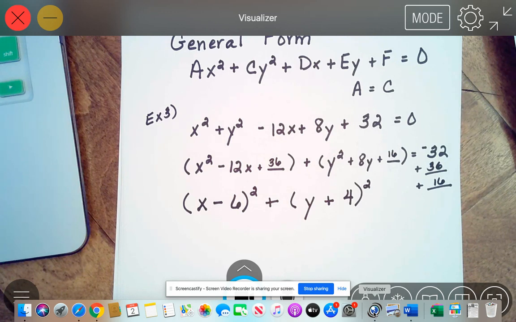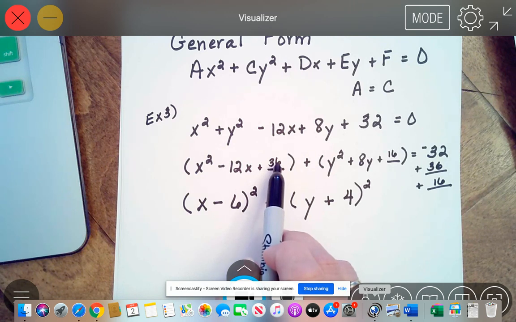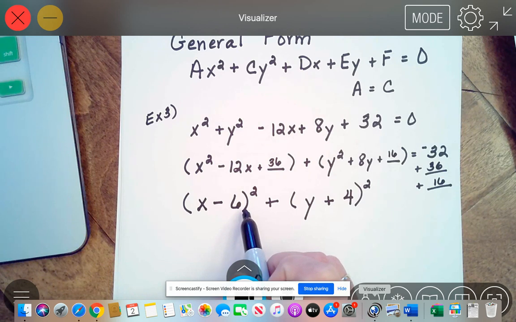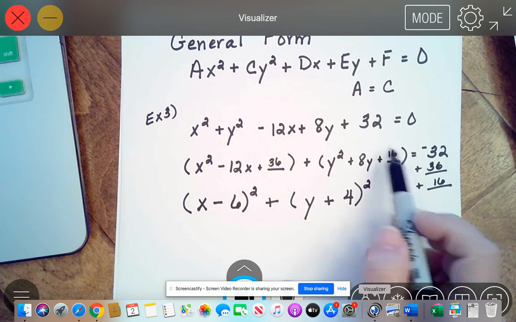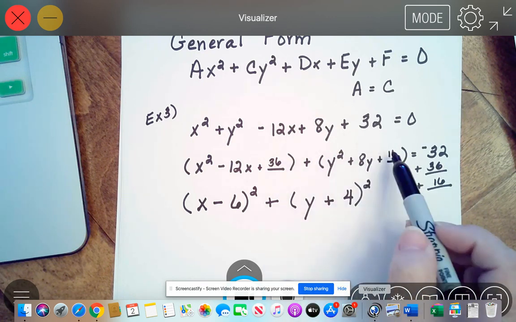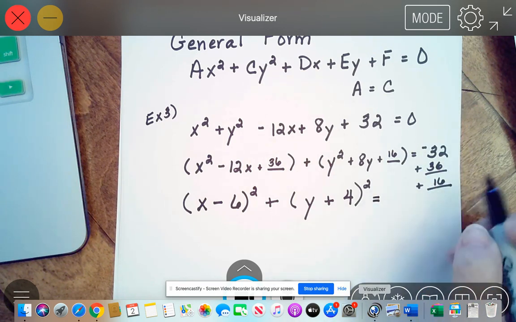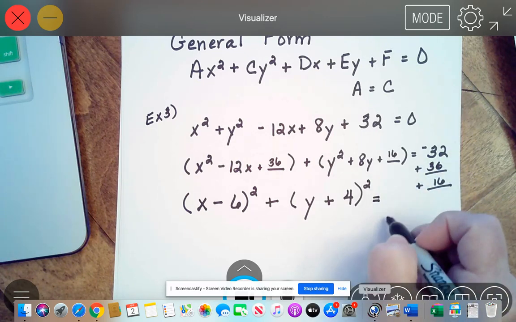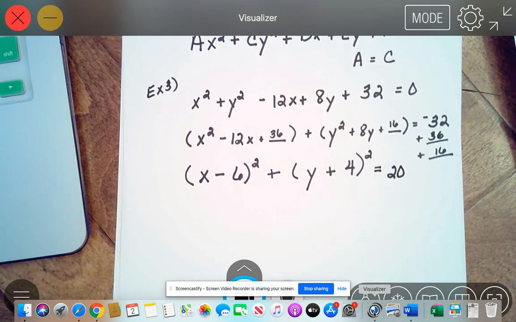All right? So now, if I take x squared minus 12x plus 36, right? If I factor that, I have x minus 6 squared. And if I factor y squared plus 8y plus 16, if I factor that, I have y plus 4 squared. I've added 36 and 16 on the left side, so I'm going to add them on the right side. And over here, this is equal to 36 minus 32 plus 16 is 20. And there we have it.